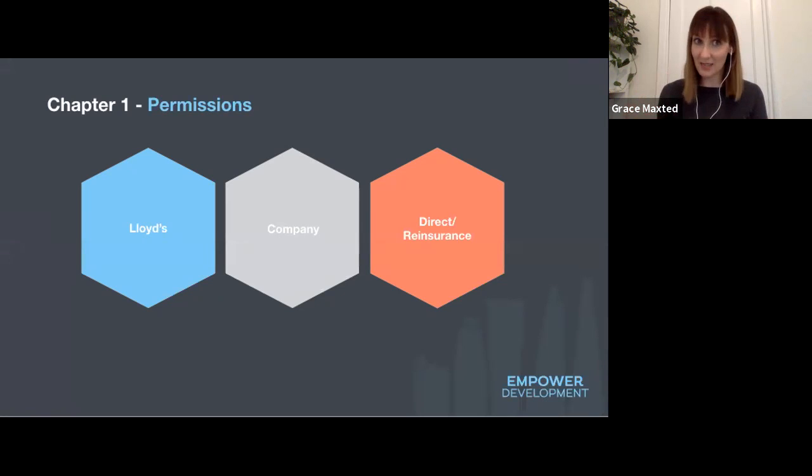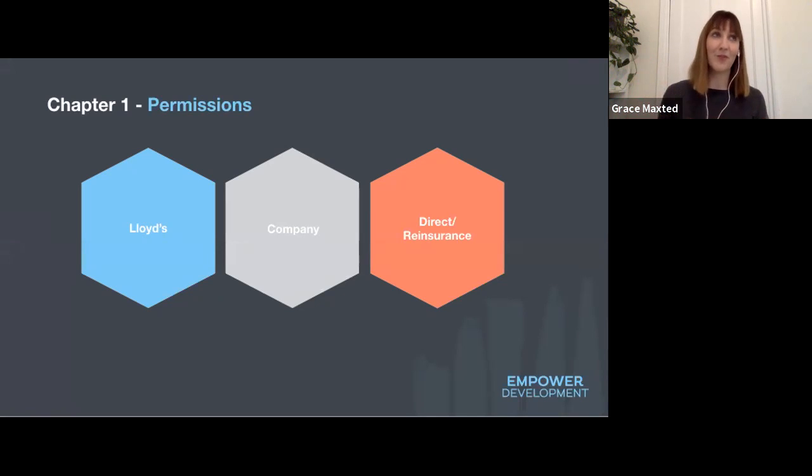Whereas companies have to individually go to particular governments, so the Kenyan government, the Malaysian government, whoever it might be, and actually specifically ask and jump through a number of hoops to try and get permission to write there. So that's the distinction. Equally, there are certain other ways to get around licensing.